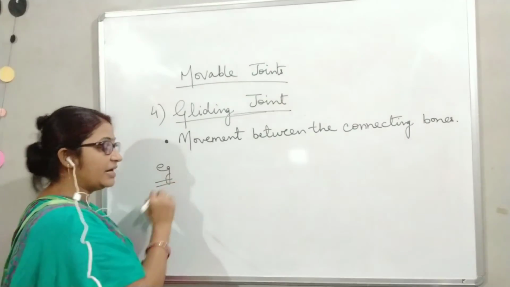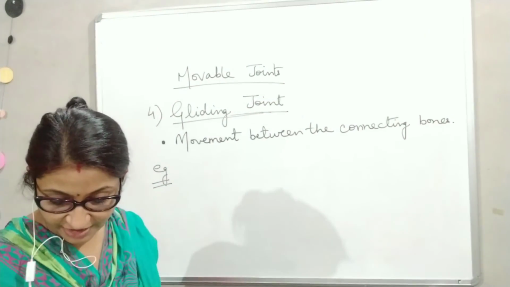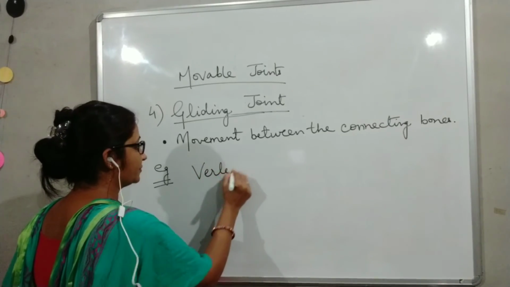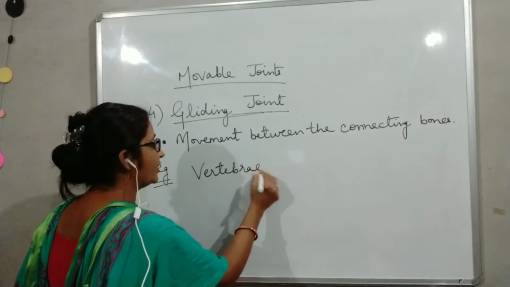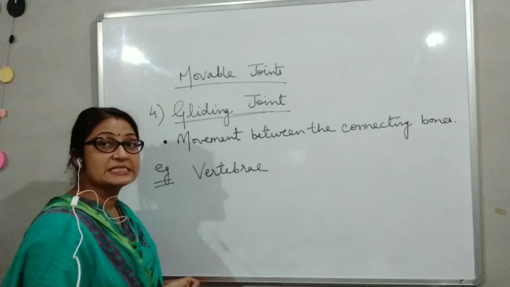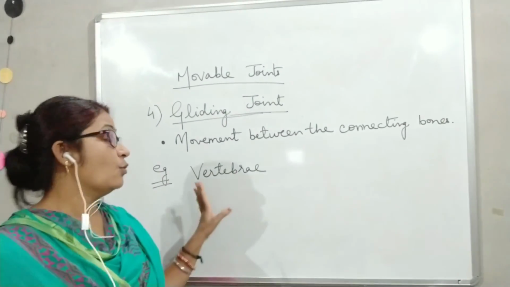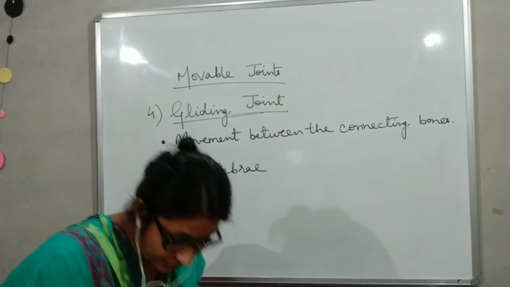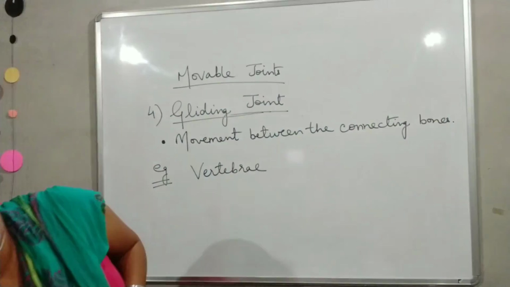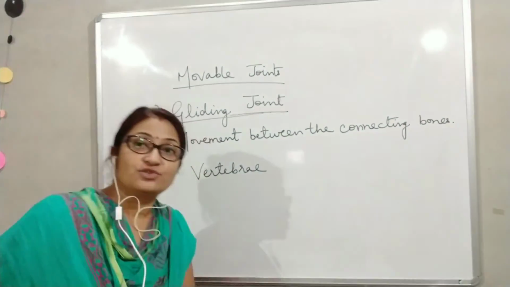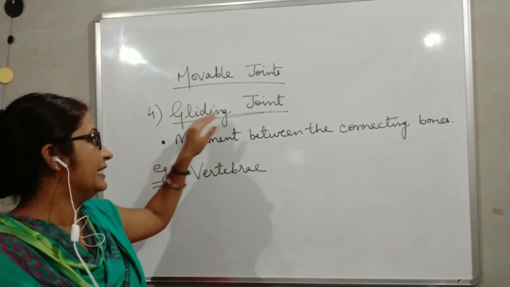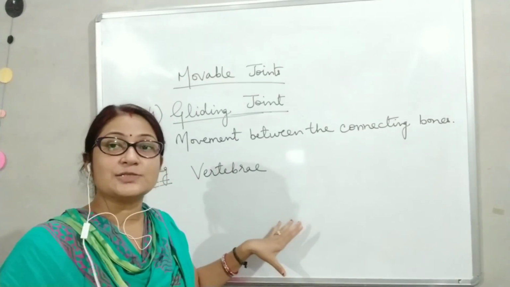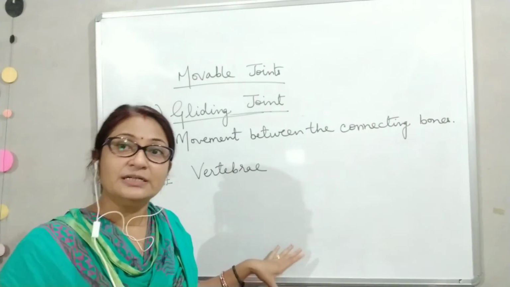And what are its examples? These are present in your vertebra. You can see in the image. That is the reason why you are able to move your body forward, backwards, this side and this side. That is due to the presence of the gliding joint in your vertebra. This is all about the joints.